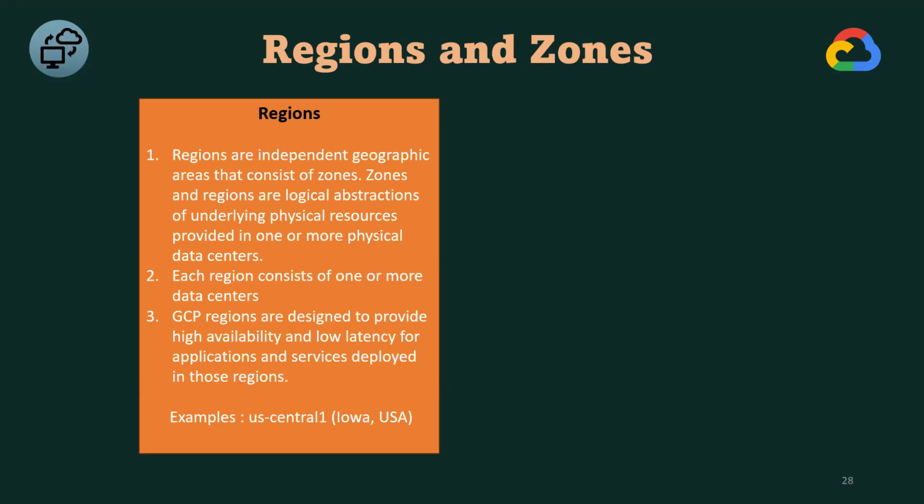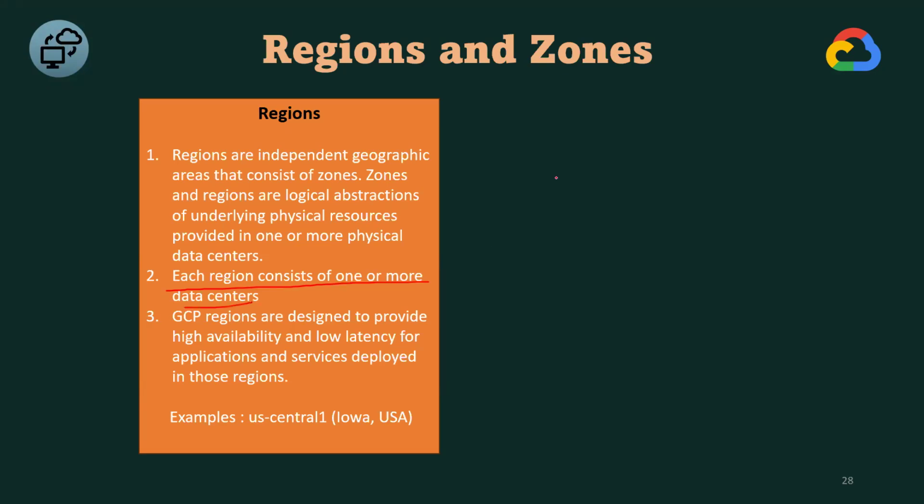The main intention is that some resources which are available in region A may not be available in region B. And it is done based on the logic that they have done. Let's not worry about what the logic was. Okay, so zones and regions are logical abstractions of underlying physical resources provided in one or more physical data centers. Each region is a collection of one or more data centers.